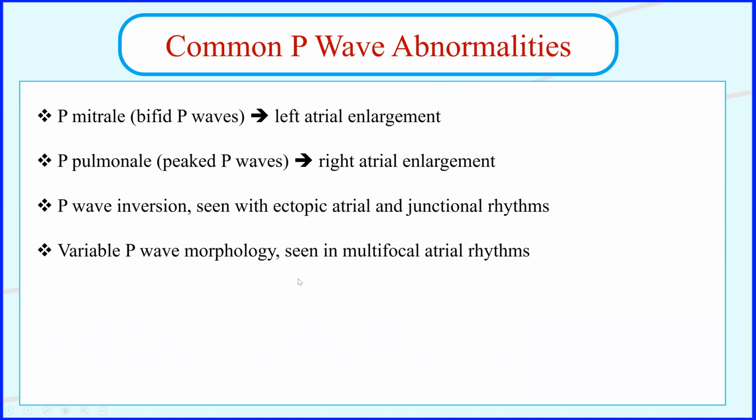If we look at the P wave and find that it has very odd looking, every time a different shape, meaning that there is not one focus giving me this P wave. In this case, it is called multifocal atrial rhythm. And if there is tachycardia because of this, we call it multifocal atrial tachycardia, MAT. And MAT is seen in cases of severe COPD and hypoxia.